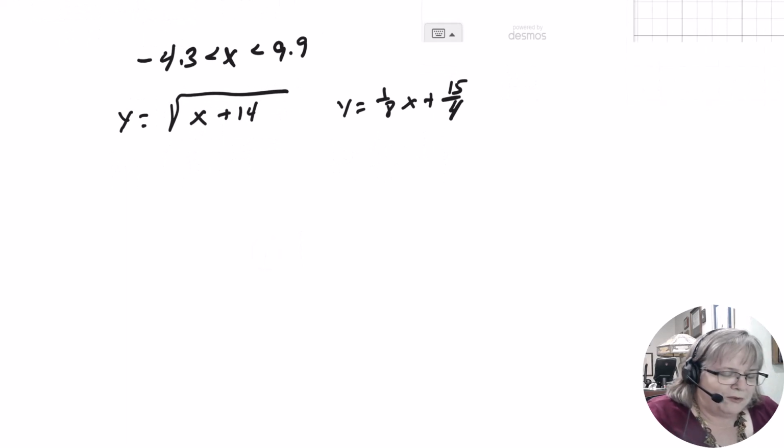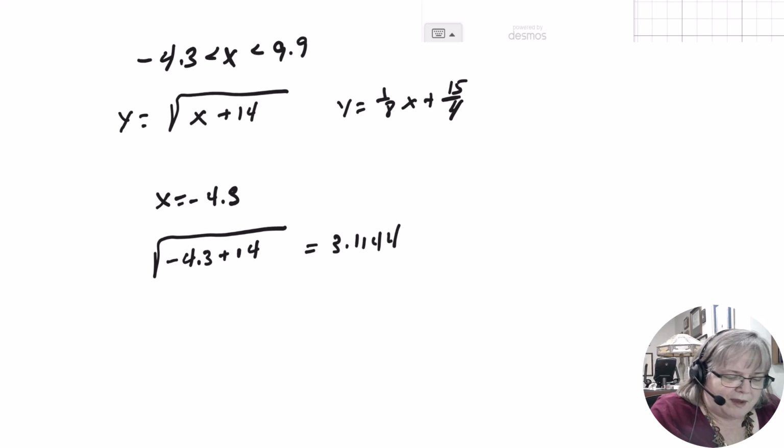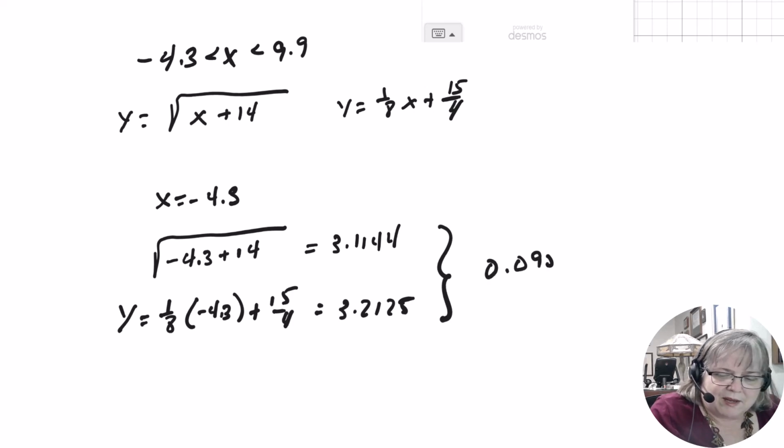So you just have to think of the beauty of this, because let's say that x is minus 4.3. That's as low as I can go on the bottom. Then the square root of minus 4.3 plus 14 using your calculator is 3.1144. And using your linear approximation, you get 3.2125, and the difference between these is 0.0981, which is less than the allowable tolerance that you said you could live with, of 0.1.